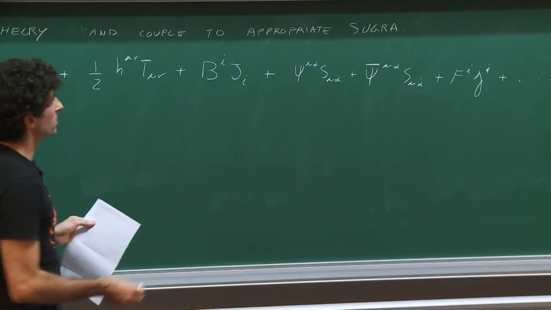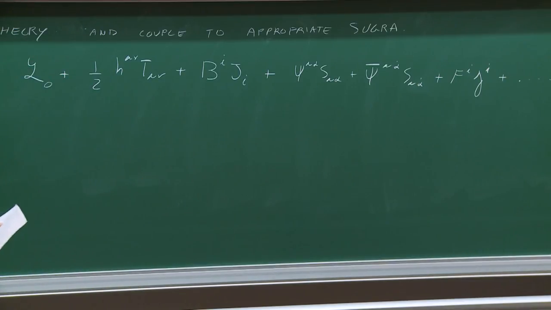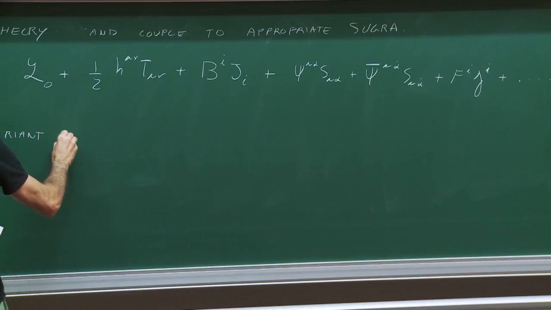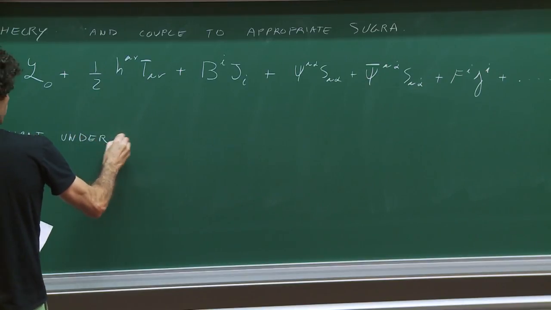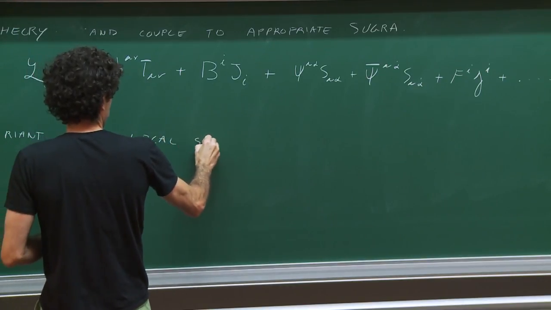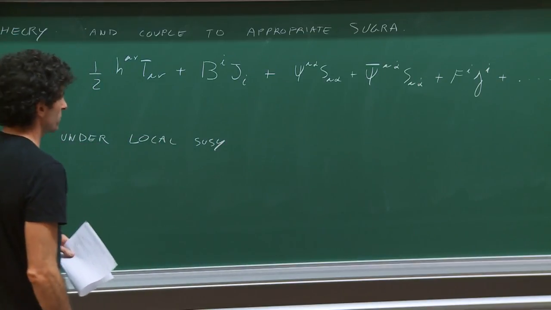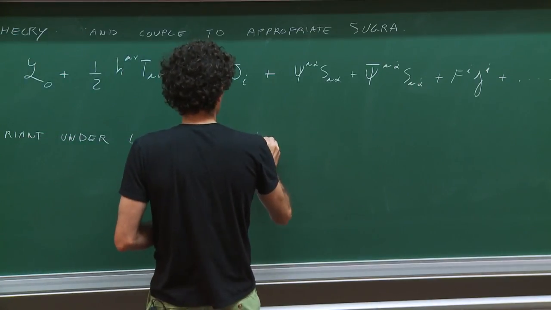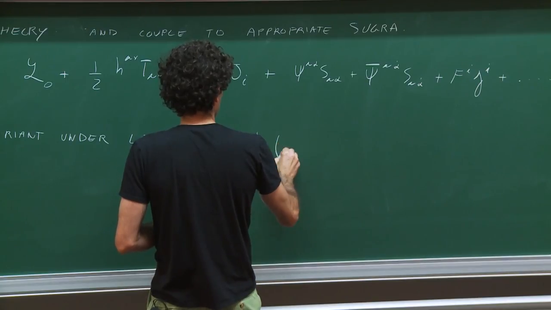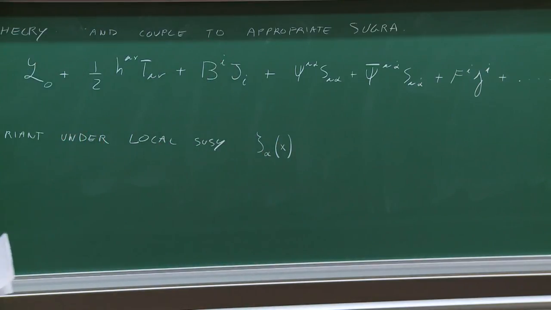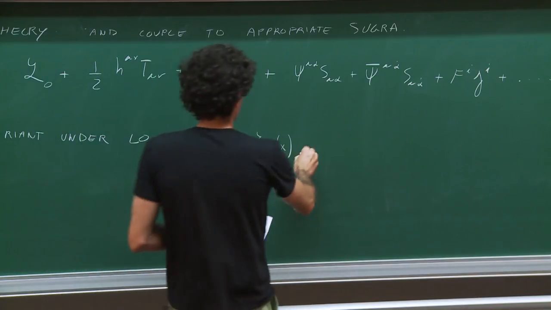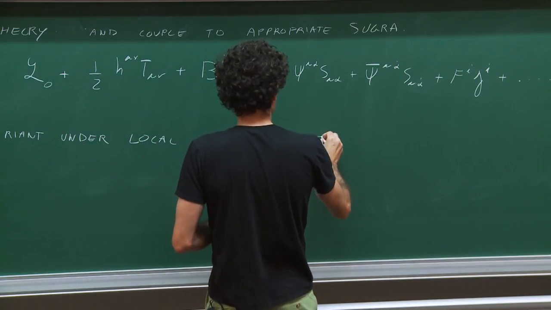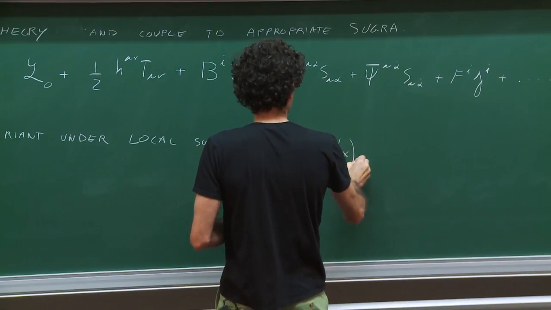So this theory is like a supergravity theory. It is invariant under local supersymmetry transformations, and these are parameterized by some spinors, zeta alpha, which depend on the position on your manifold, and its friend zeta bar alpha dot of x.